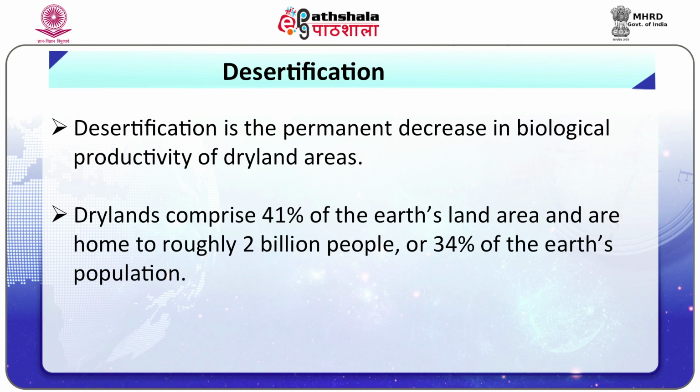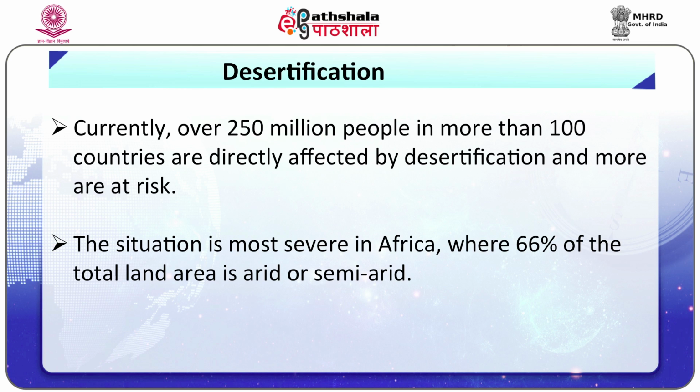Desertification is the permanent decrease in biological productivity of dryland areas. Dryland areas comprise 41% of the Earth's land area and are home to roughly 2 billion people, or 34% of the Earth's population. Currently, over 250 million people in more than 100 countries are directly affected by desertification, and more are at risk.